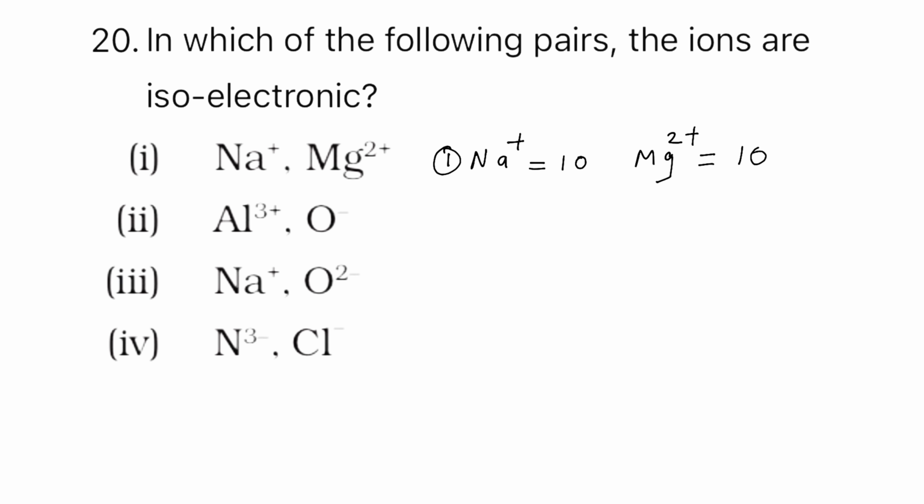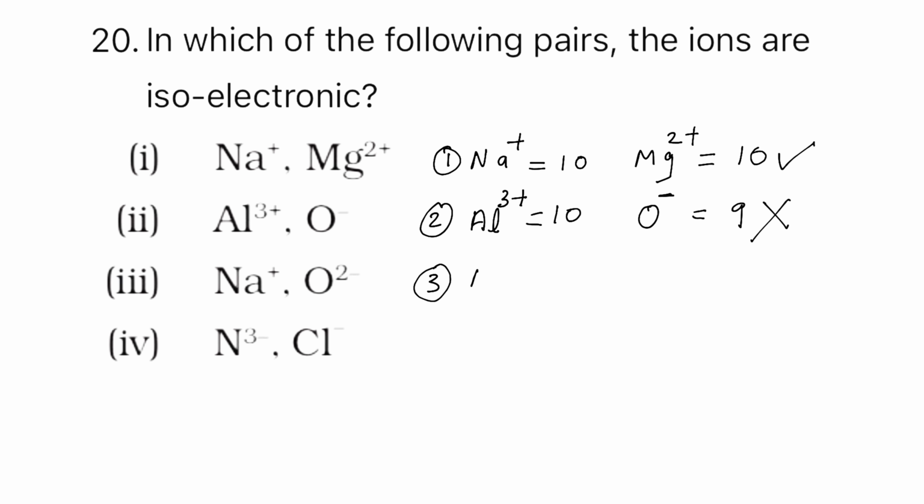So they are isoelectronic. Second pair, Al3+. Al means atomic number 13. Now 3 electrons lost, so 10. Oxygen, what is the atomic number? 8, right? Adding 1 electron, 9. So they are not isoelectronic. The first pair is isoelectronic.